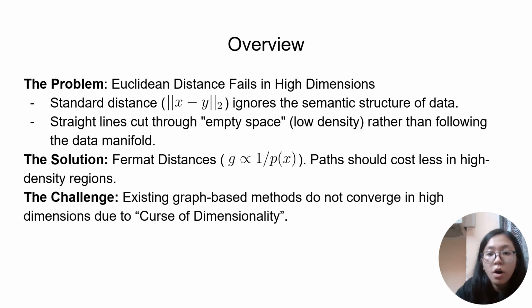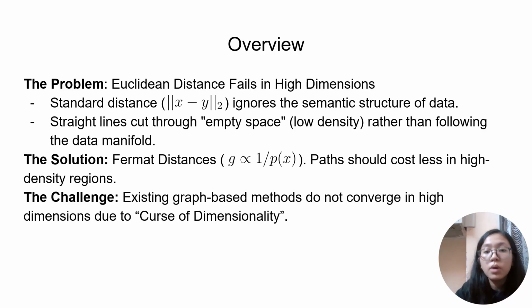Let me start with an overview of the problem we are addressing. The problem is that standard Euclidean distance does not work well in high-dimensional image spaces. The usual distance measure, which is the L2 norm, completely ignores the semantic structure of the data. So a straight line between two images often passes through regions of low density, or what we can think of as an empty space. This path does not follow the actual data manifold.